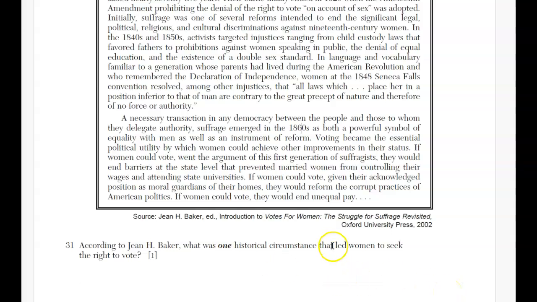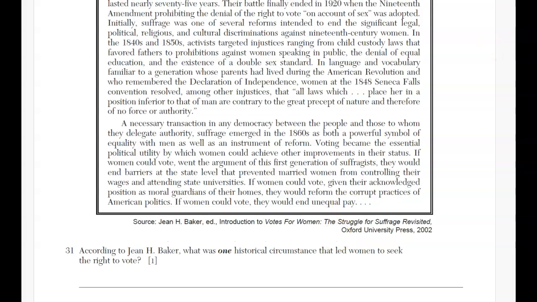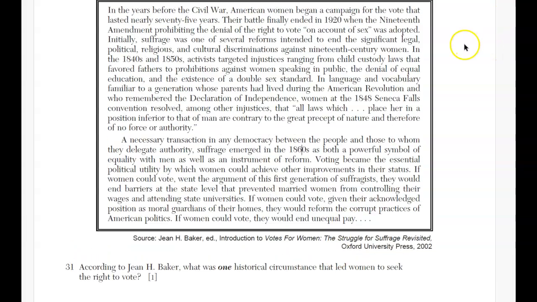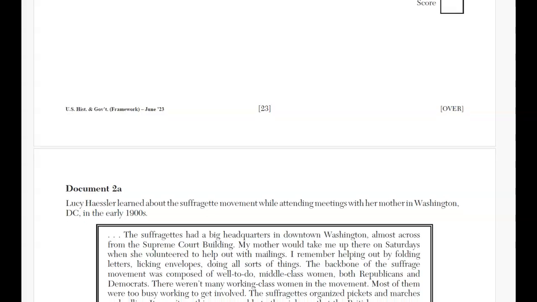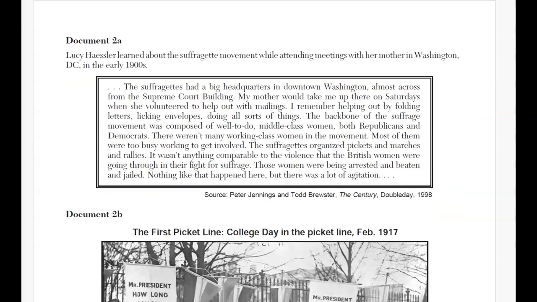But if you just repeat the question or write the first sentence out of the document or something, you don't get the point. These are freebie points if you do them right, and they can make a difference between passing and not passing.